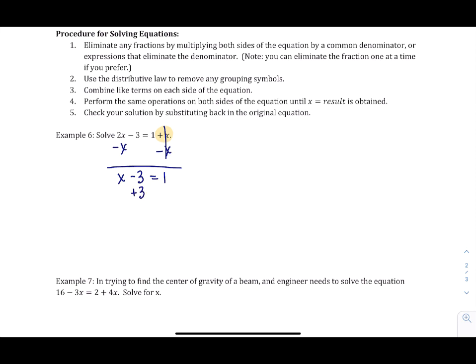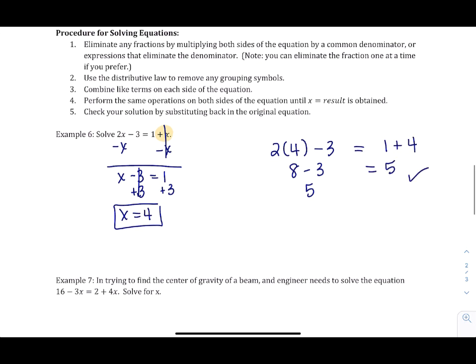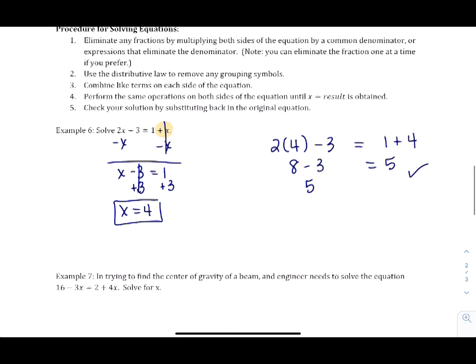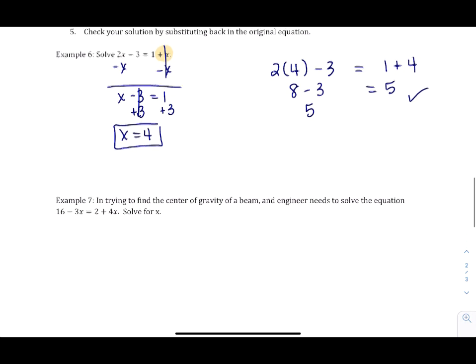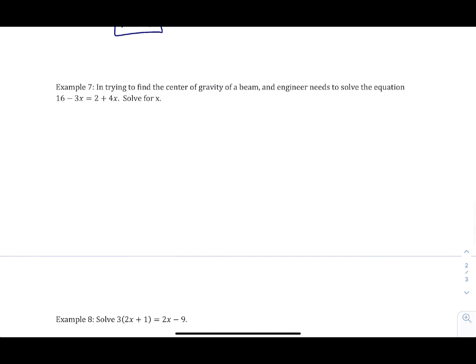To solve this, we'll add 3 to both sides. Those 3's cancel, and 1 plus 3 is 4. I can do a quick check. 2 times 4 minus 3, and that gives me 8 minus 3, which is 5. And then the other side, 1 plus my value 4 equals 5. So since I got 5 on both sides, that is the solution. x equals 4.